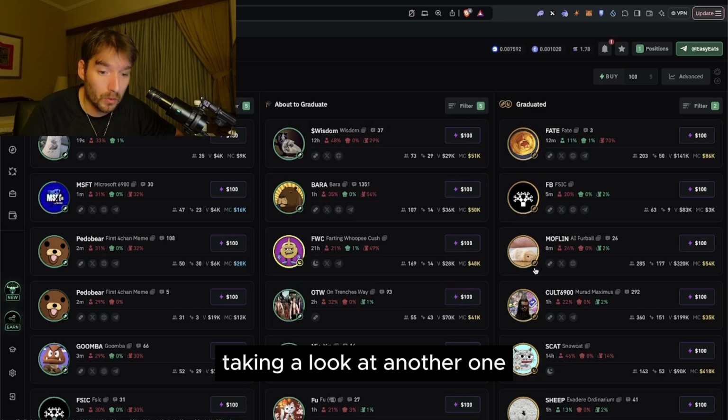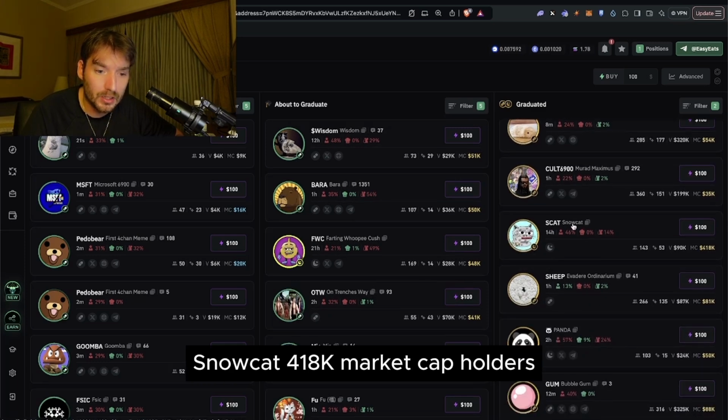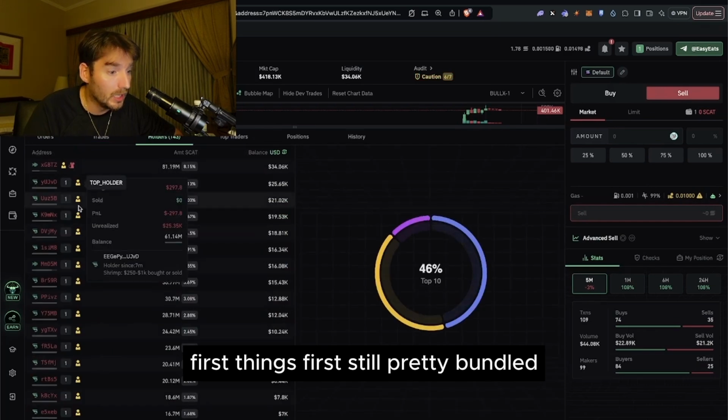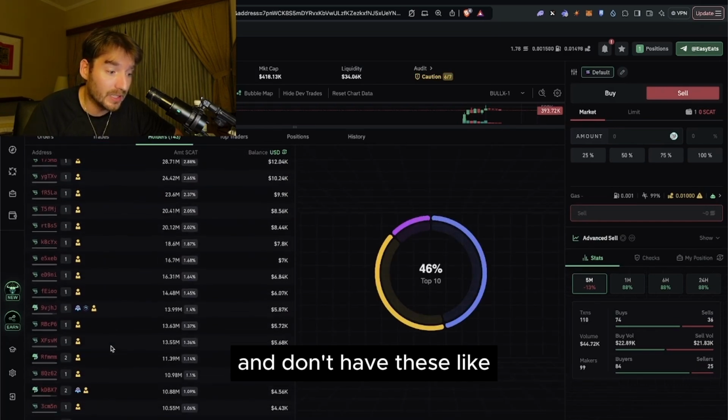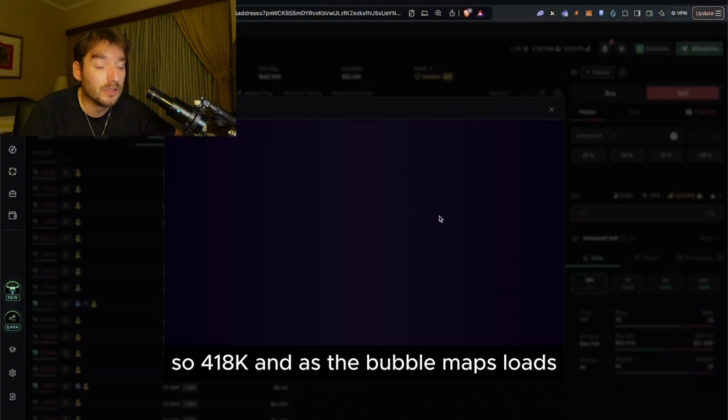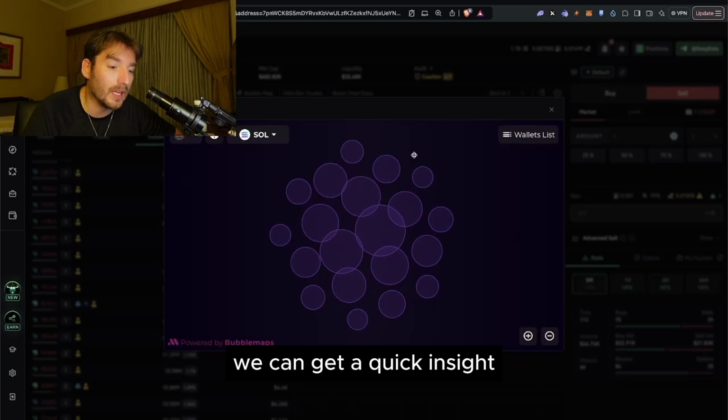Taking a look at another one. Let's take a look at one that's actually ran a little bit. Snowcat, 418K market cap. Holders, first things first, still pretty bundled. We don't have these like nice little icons that we get. But let's open up this bubble maps and see what we got. So 418K. And as the bubble maps loads, we can get a quick insight.